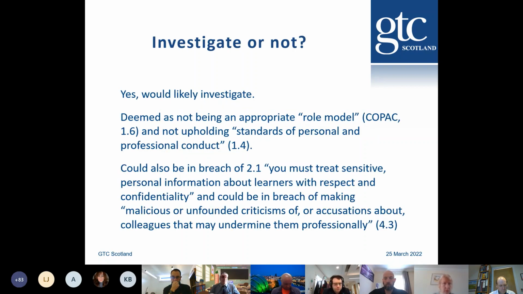And you're quite right. Yes, we would likely investigate this sort of scenario. It's deemed as not being an appropriate role model, COPAC 1.6, and not upholding standards of personal and professional conduct, COPAC 1.4. Could also be in breach of 2.1, you must treat sensitive personal information about learners with respect and confidentiality. And could be in breach of making malicious or unfounded criticisms of or accusations about colleagues that may undermine them professionally, 4.3, which I think was picked up on in the chat.